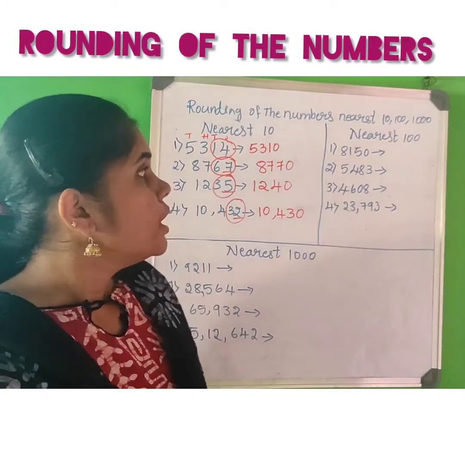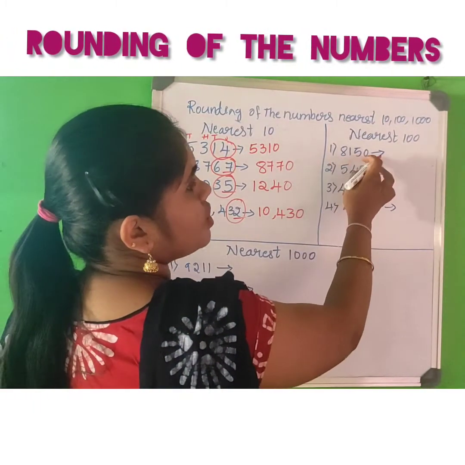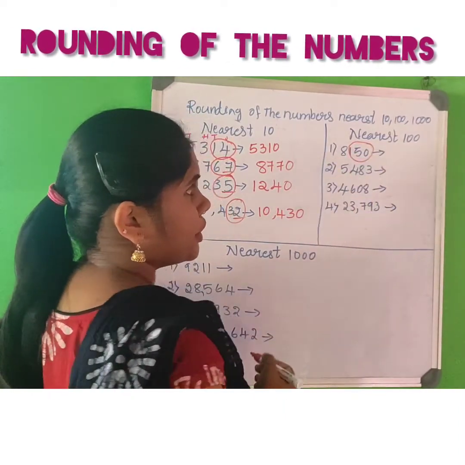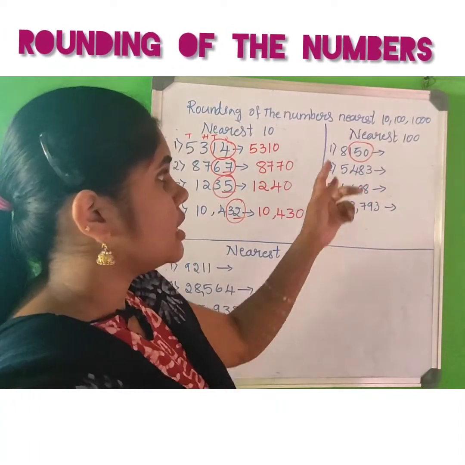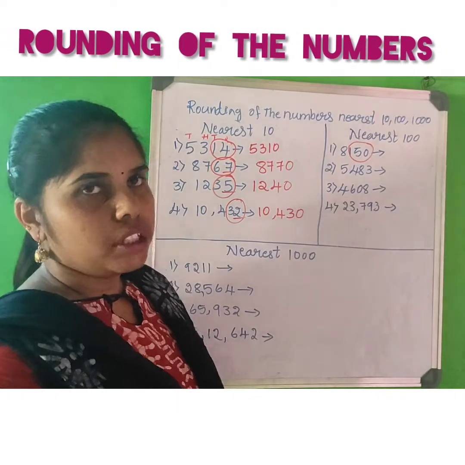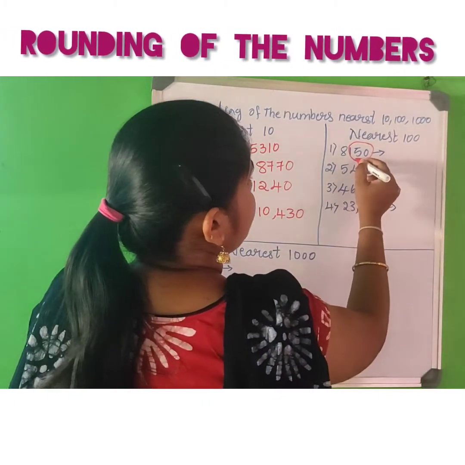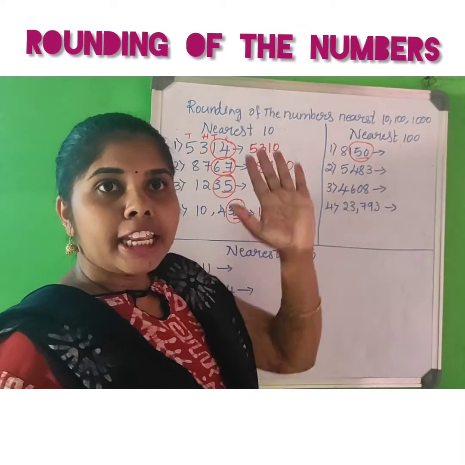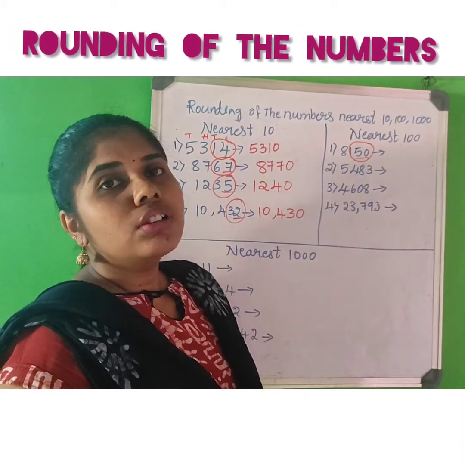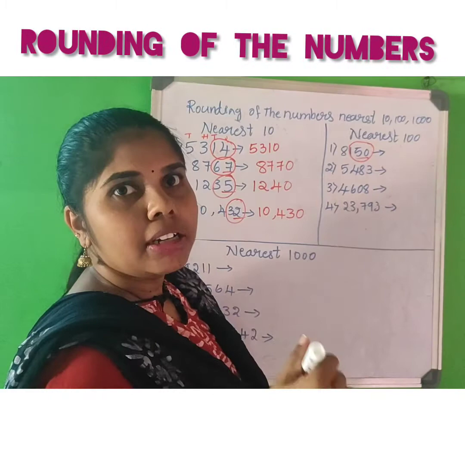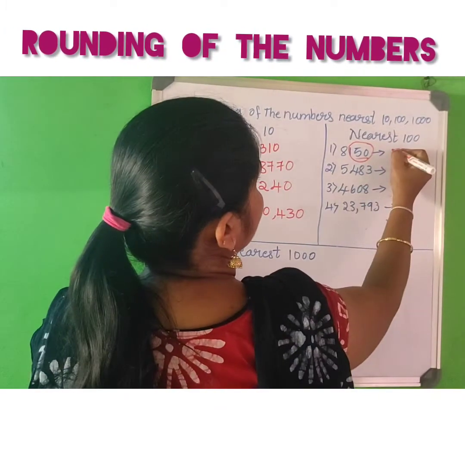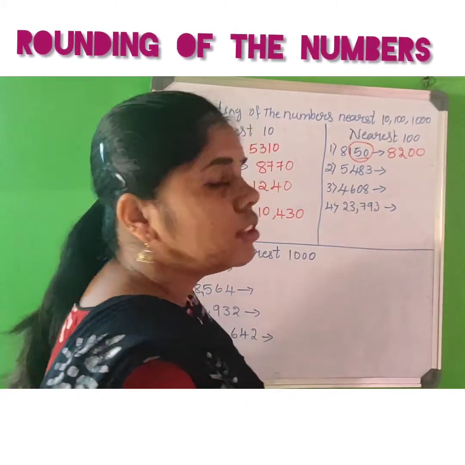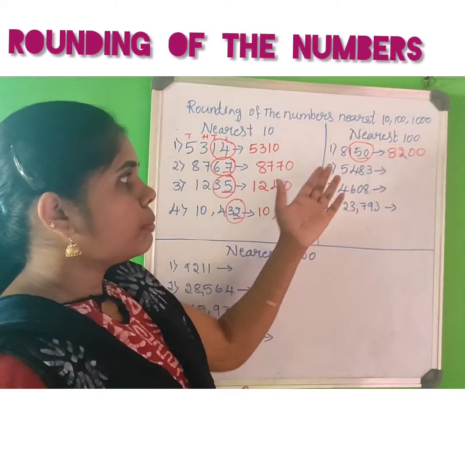So in the first example, 8,150, while you are rounding it off nearest to 100, you have to concentrate on the 100 place, 10th place and unit place. So in the 10th place there is 50, so 50 is there, left hand reference rule. So you have to change the 100 place and make the remaining places 0, which means 8,200. Okay.